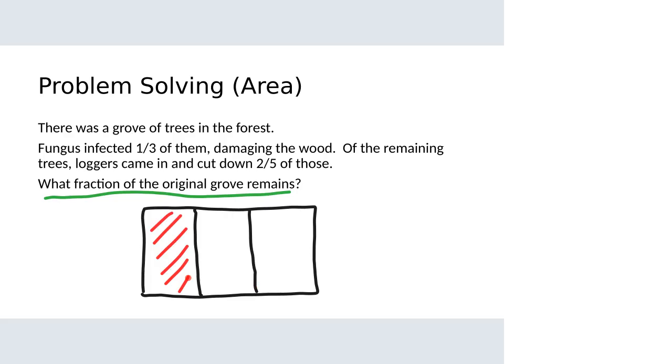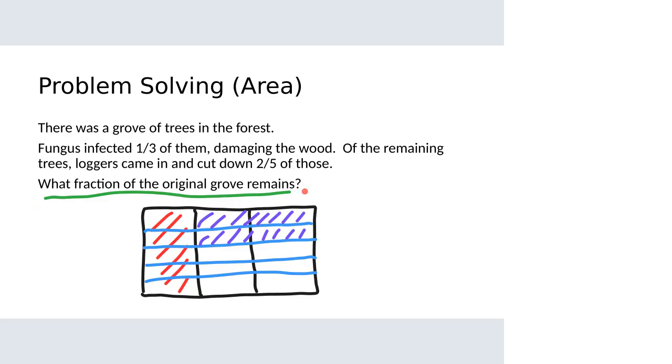by fungus. Of the remaining trees, loggers cut down 2/5 of those. So now I'm going to cut this into fifths the other way. Hopefully this is relatively comfortable. If you haven't had a chance to practice much yet, that's okay. Hopefully this looks like, okay, yeah, I see what's happening here. And then the loggers cut down 2/5 of those. So when the loggers came in, they cut down 2/5 of the remaining trees. There's 1/5, 2/5. And so now we're done with all our shading, and we just have to answer that question.